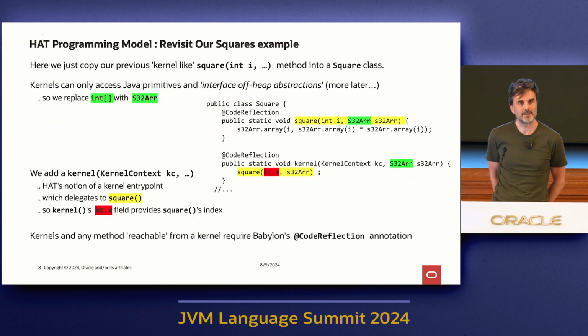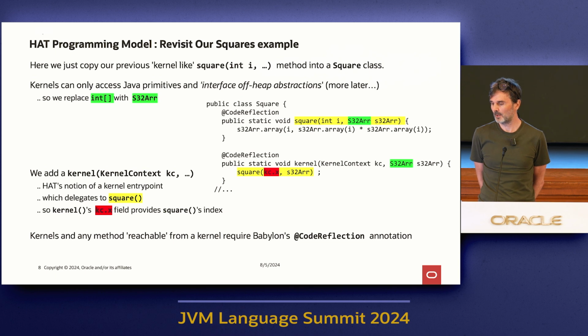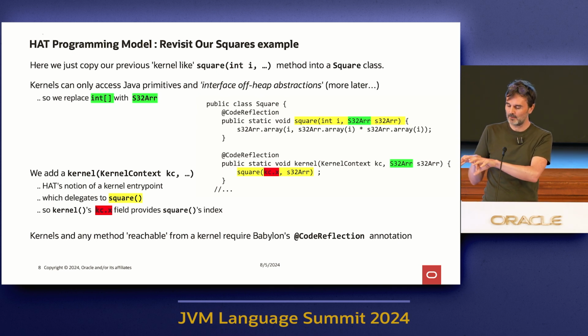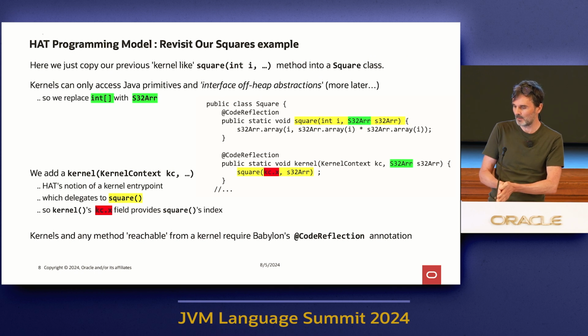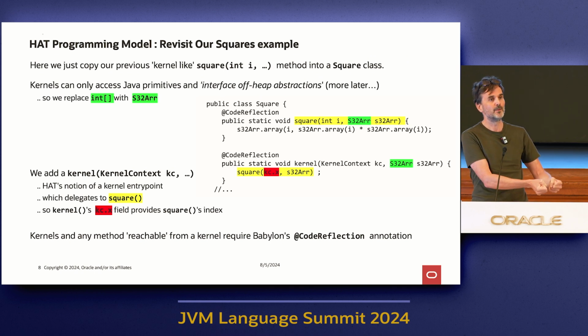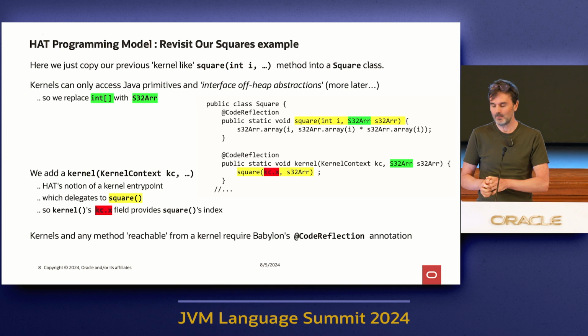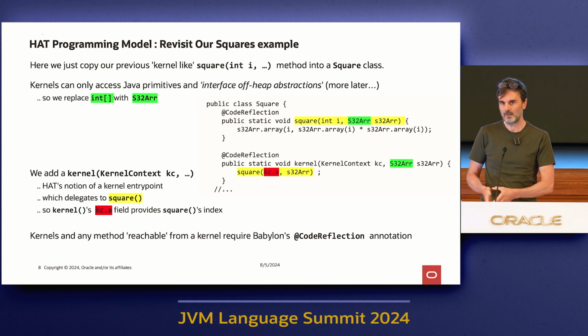So let's revisit our squares example in the context of a HAT programming model. Here we're just going to copy our square method like before, and put it in a Square class. The first trick we're going to do is replace the int array with an interface called S32Array, which is an array of signed 32-bit integers. We may be able to support primitive arrays later, but we're focusing on this interface abstraction for now in the way we're modeling data. So we replace the on-heap data with an interface that will actually encapsulate off-heap data. And we'll talk about that later.